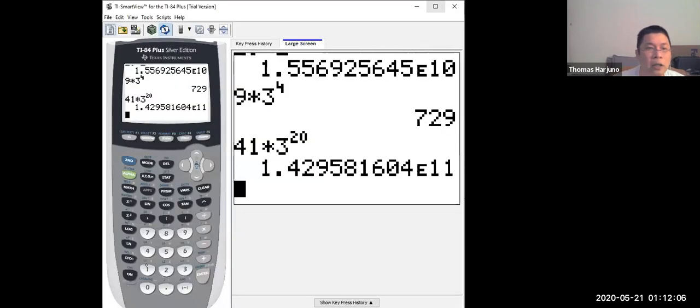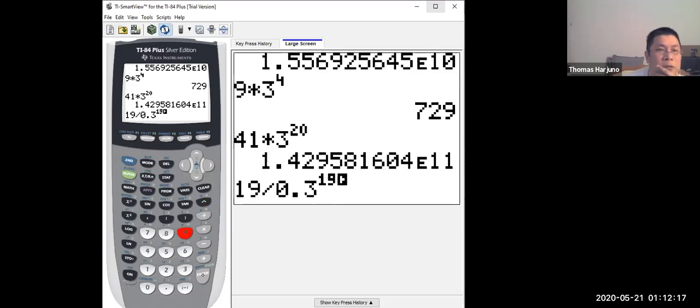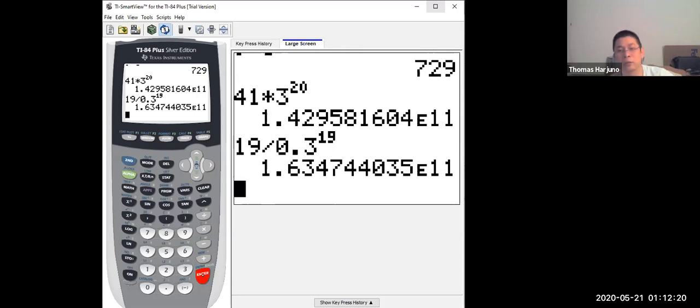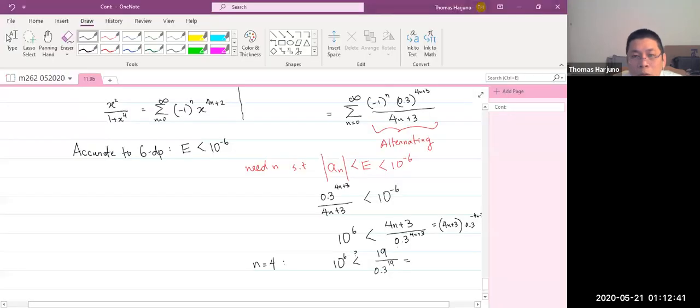So 19 divided by 0.3 to the power of 19. Oh, it's so big. No, it's way too big. I don't want it. Go back. What do I get there? 1.6 e to the 11. So that's way too accurate. And somebody says, no, I don't want to be that accurate. So this is 1.6 blah, blah, blah times 10 to the 11.